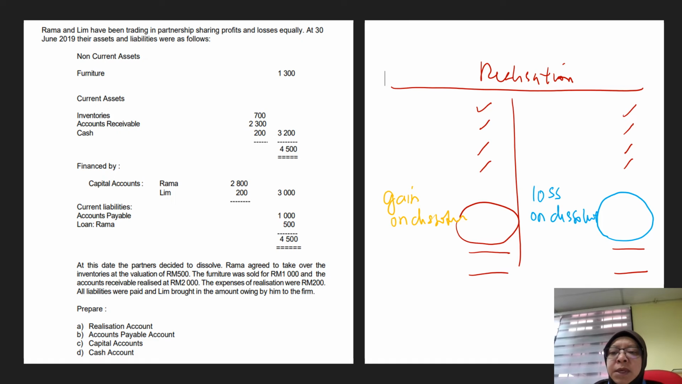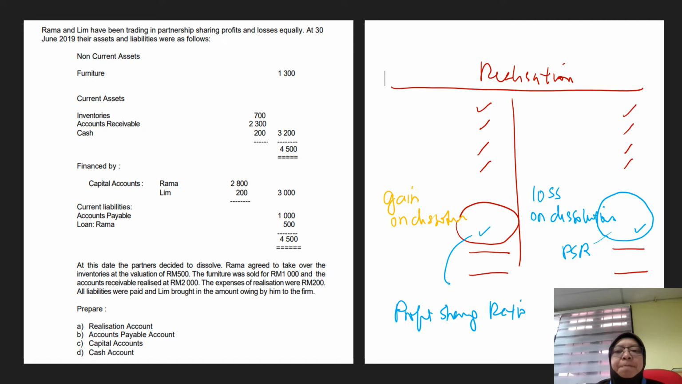So what we should do with this balancing figure, either gain or loss, is share it according to the profit sharing ratio. Suppose you get a balancing figure on the debit side, so that is a gain on dissolution, you share according to the profit sharing ratio. The same goes for a loss, or credit balancing figure, in the realization account: you should also share according to the profit sharing ratio. Okay, so that is step number 3.